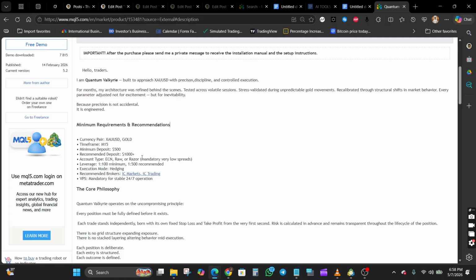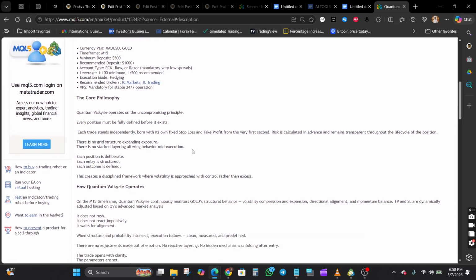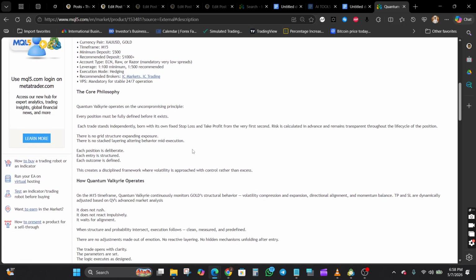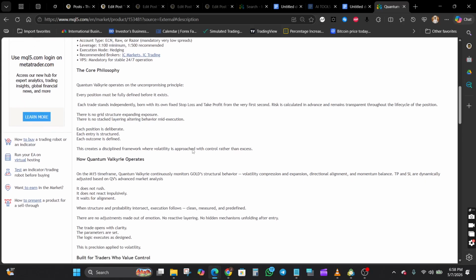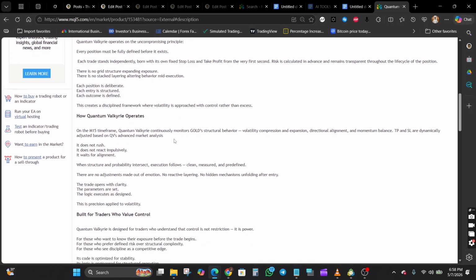Now, moving into the feature set, the philosophy behind it is very structured. Each trade is defined individually with its own stop loss and take profit from the moment it is opened. There is no grid expansion or aggressive averaging down, which is important because it keeps exposure controlled.